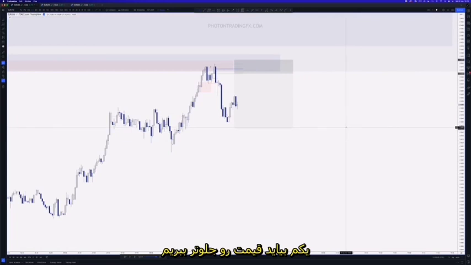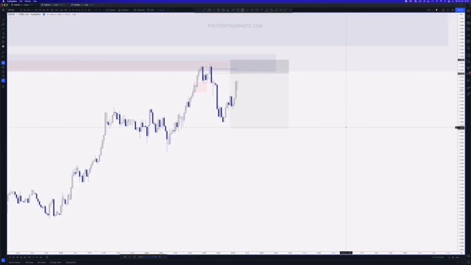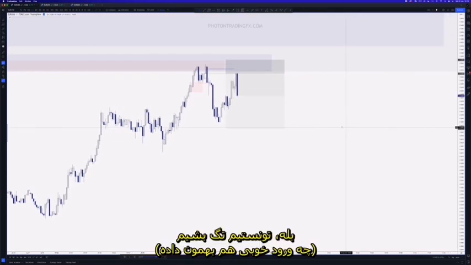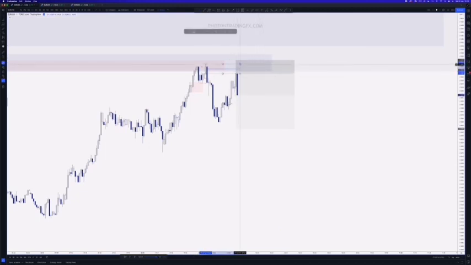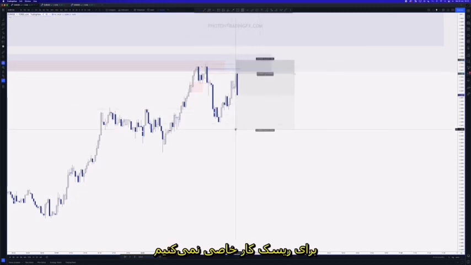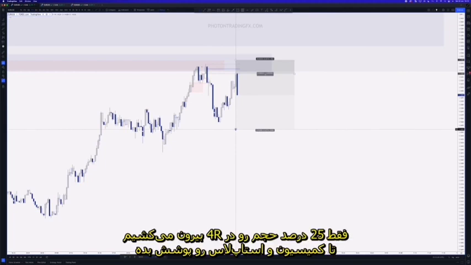Let's just zoom in a little bit. So let's play this forward and see if we get tagged in. Okay, so it just rejects the distal. Lovely, lovely entry. So not going to do anything risky, right? Have your partial set, 25% at 4R to cover your stop loss and commissions.